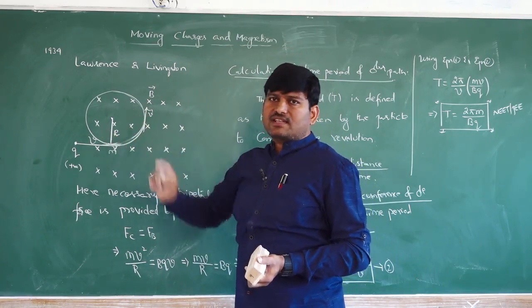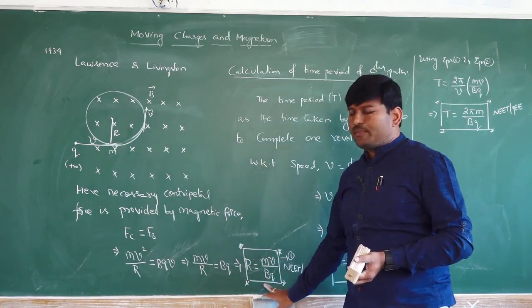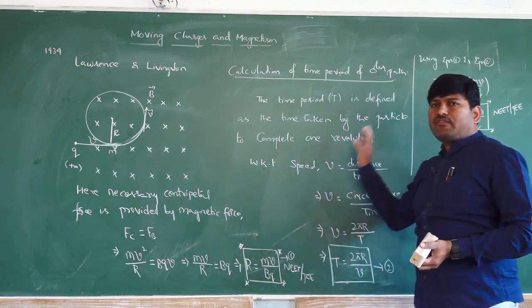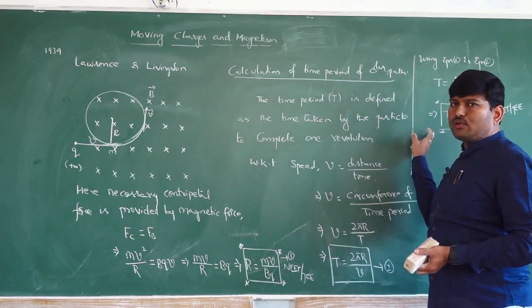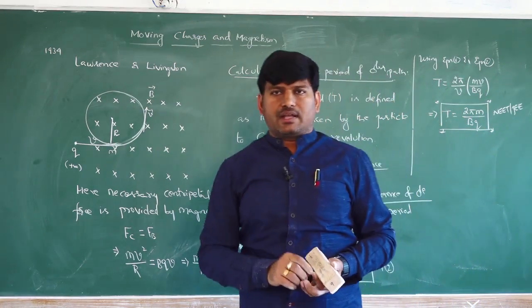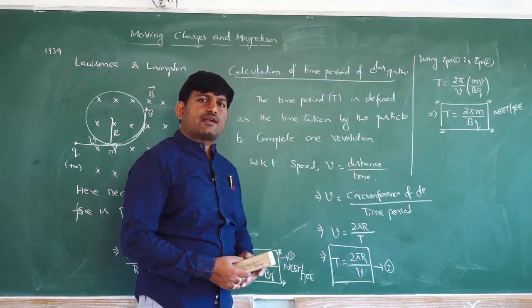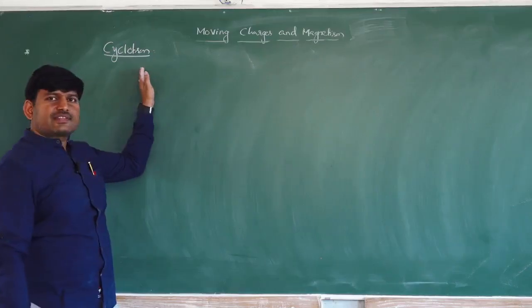If it follows the circular path, what is the radius of the circular path? R is equal to mv divided by bq. And what is the time period formula? T is equal to 2 pi m by bq. So the time period of revolution is independent of the velocity of the charged particle. And this will be used as a principle in the designing of the cyclotron. Is it clear? About the cyclotron.